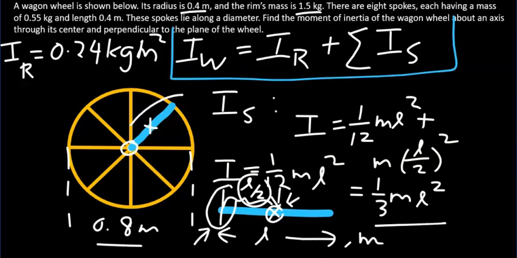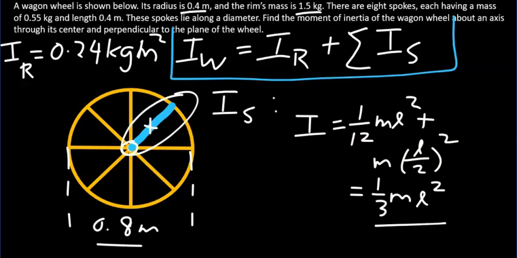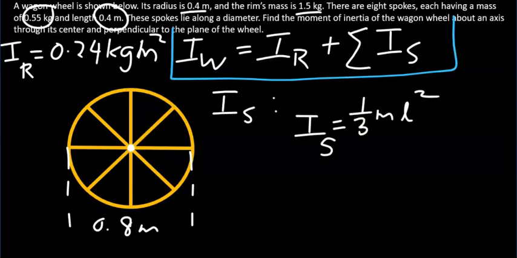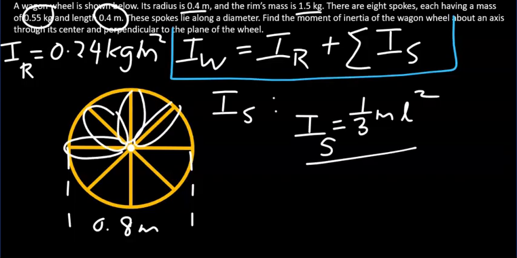Applying this result to that spoke, we see that if little m is the mass of that spoke, which is 0.55 kg, and L is the length of that spoke, which is 0.4 meter, then this I is also the moment of inertia of each spoke about that axis in the middle. So there we have it. Now all we have to do is to sum over all the spokes. So how many of them are there? 1, 2, 3, 4, 5, 6, 7, and 8.